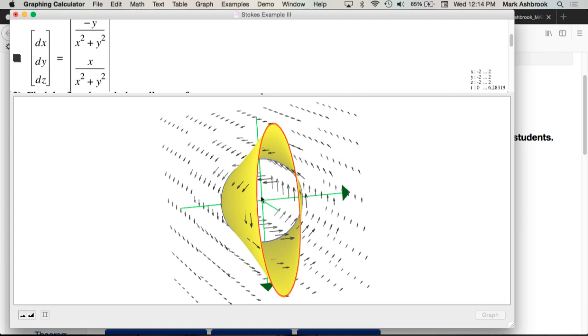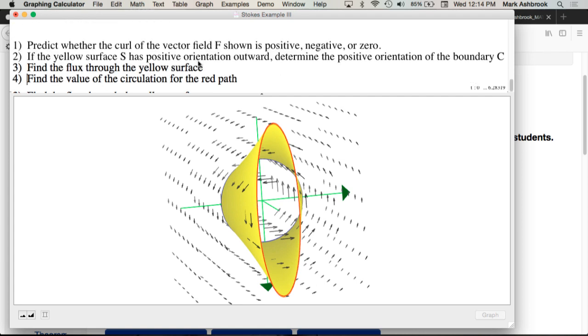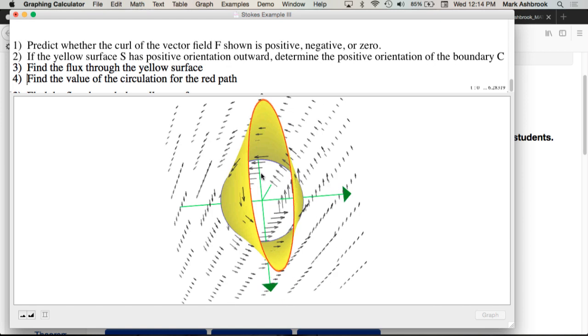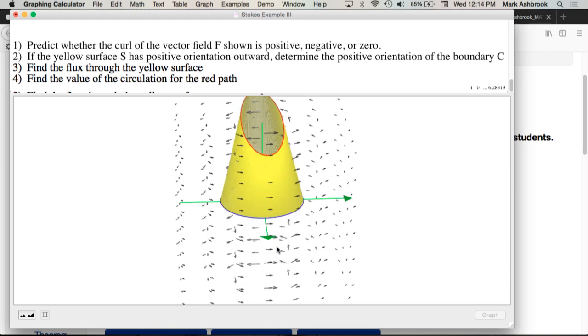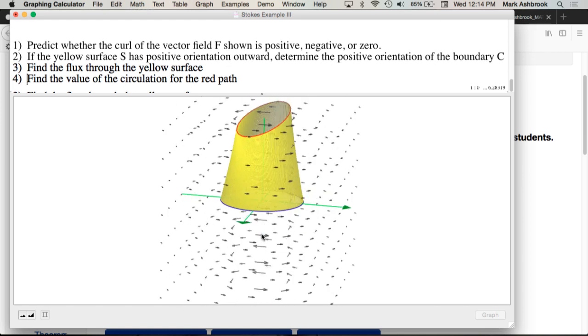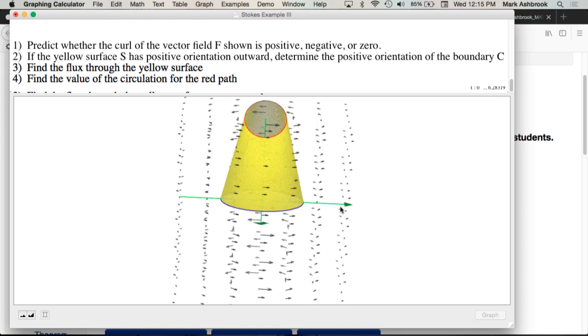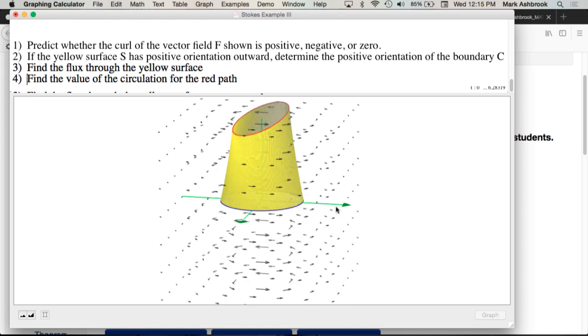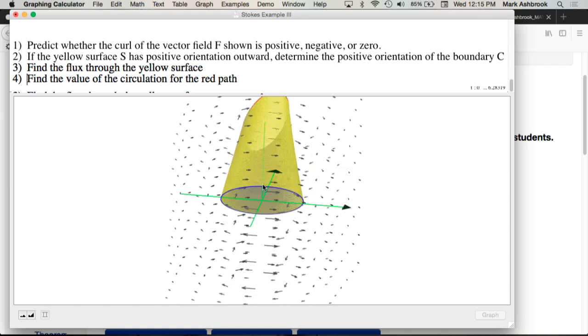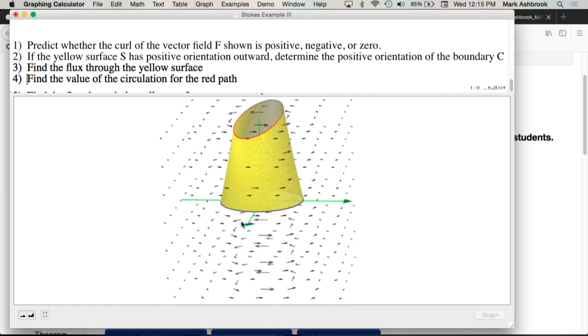Okay? Next question. If the yellow surface has positive orientation, which is outward, I want you to determine the positive orientation of the boundary C. So what would positive orientation of the boundary C be? I want you to work on that and discuss it while I take attendance.